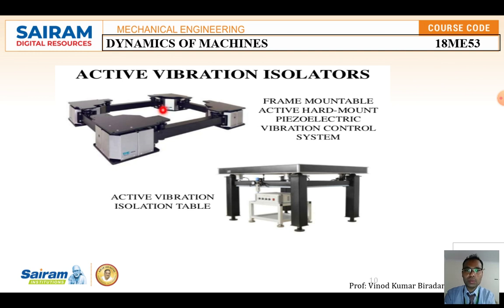The second one is the active vibration isolator, related to electric components. So this is a washing machine on a frame-mountable active hard mount piezoelectric vibration control system, upon which we are going to keep the supporting base, so that we reduce the vibration. Even at home, if you do not keep the washing machine on a supporting base and you start it, it will vibrate. So if you keep it on this, we are going to control the vibration.